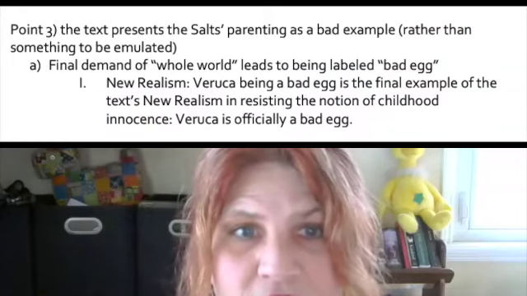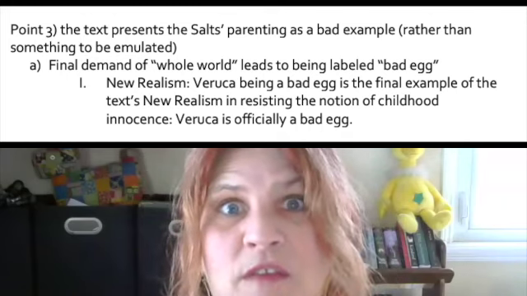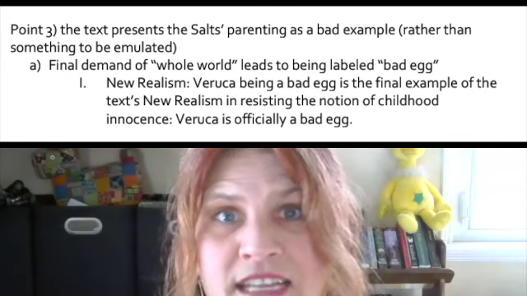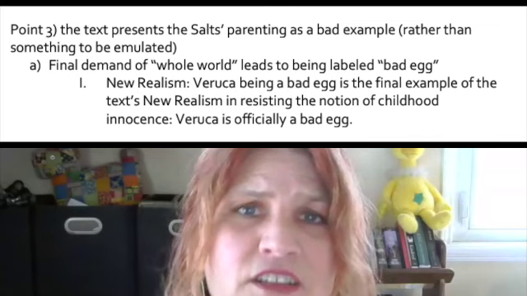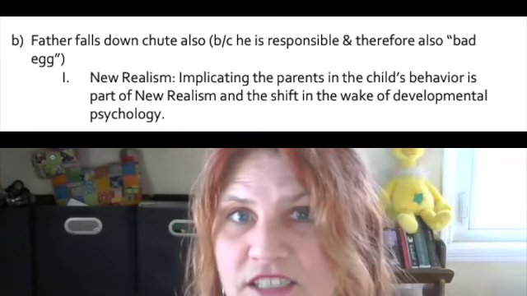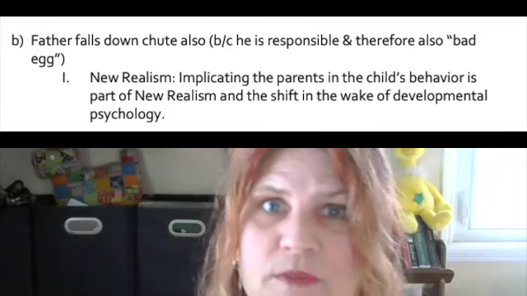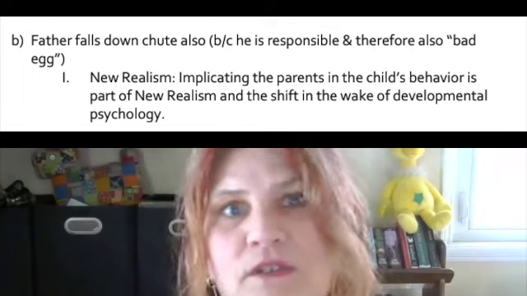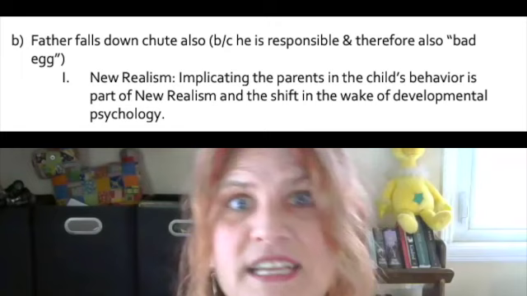So in the case of the bad egg for the parent and Veruca, this is the final moment where Veruca is represented as not innocent, where the notion that childhood is characterized by innocence is entirely deconstructed. Veruca is officially a bad egg. And the same thing with her father's behavior. In the wake of developmental psychology, in New Realism, the parents are there and their role is represented as impacting the children in a way that we don't see happening in the Golden Age. So that father's role becomes important and he's implicated as well.